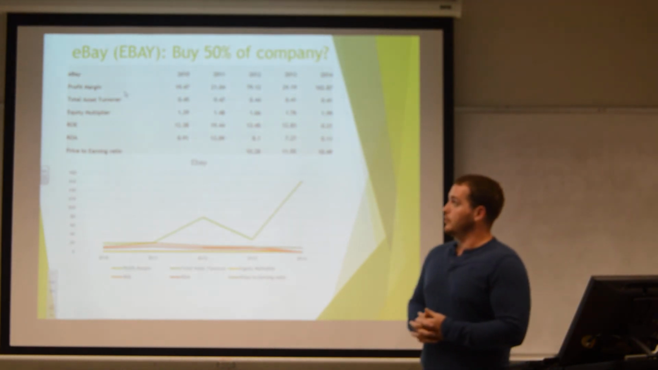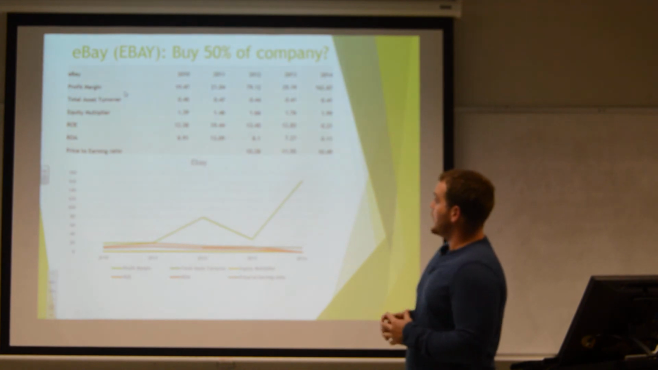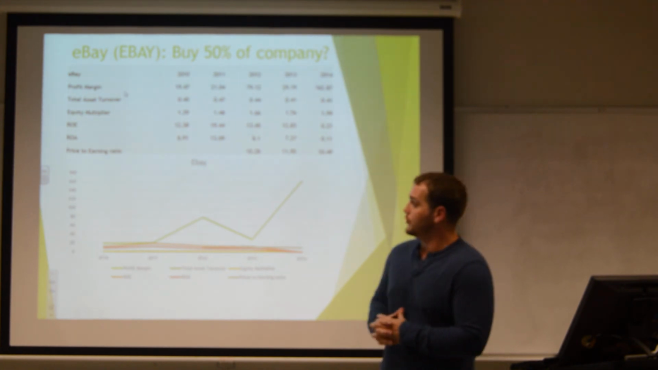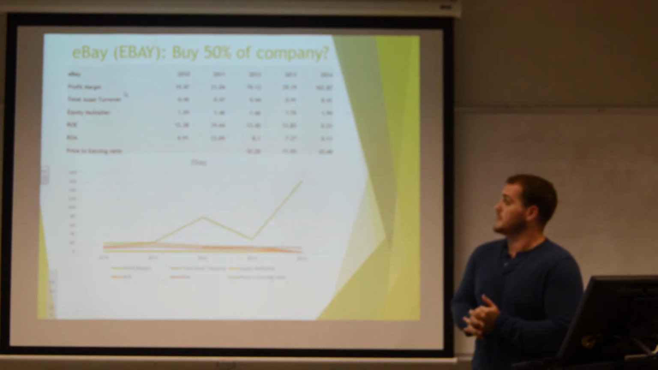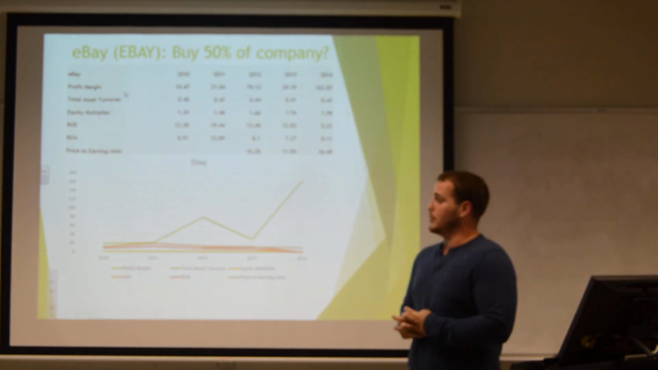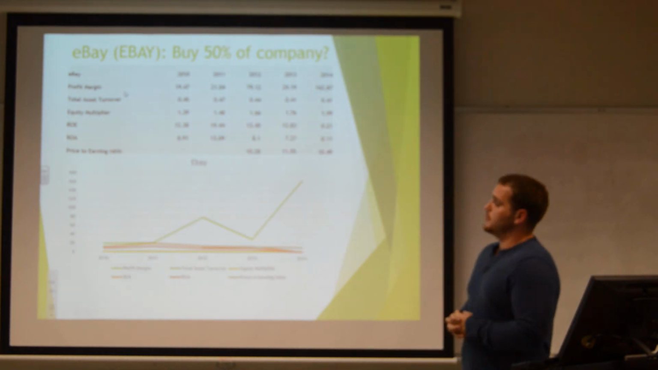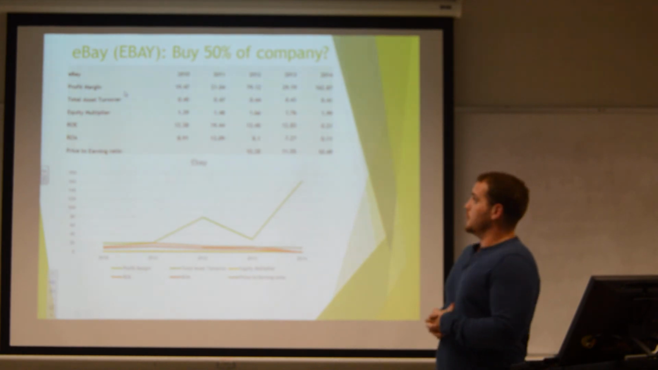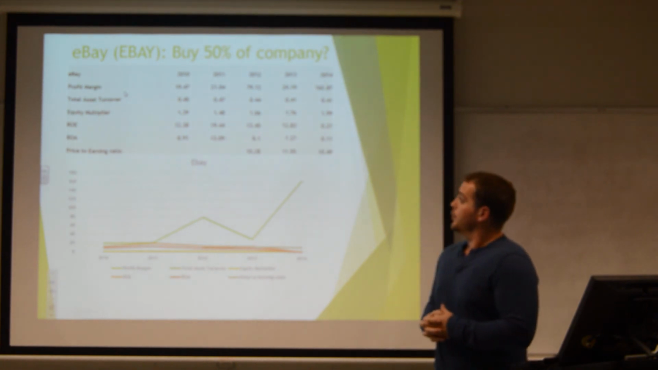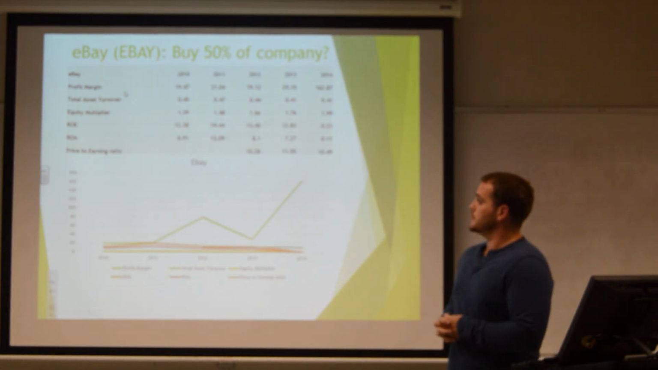eBay is a pretty decent company. They definitely make a good profit margin. It looks like it's kind of sporadic. In 2012 they had a high one, and then 2014. The total asset turnover seems extremely consistent. It's low, but then again, they don't deal with a lot of assets. The equity multiplier is low, which is good because it shows that they can afford more things, more risk, more loans, etc.